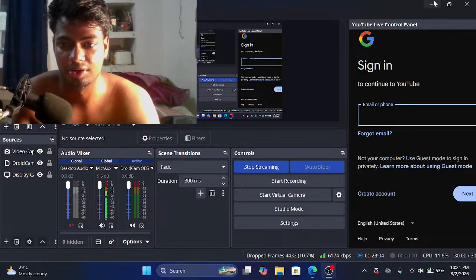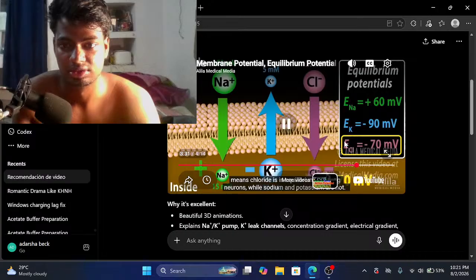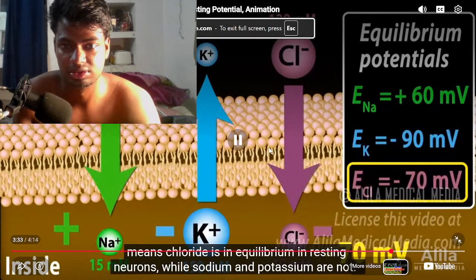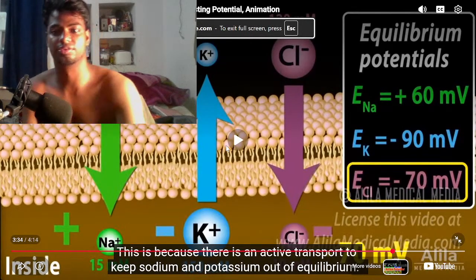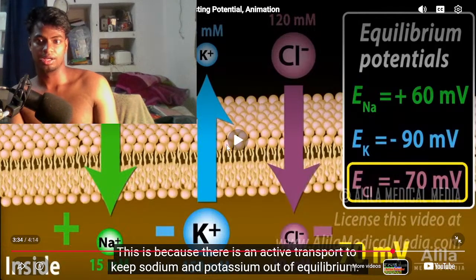While sodium and potassium are not. So yeah, this is the value for sodium. Okay, wait. What?